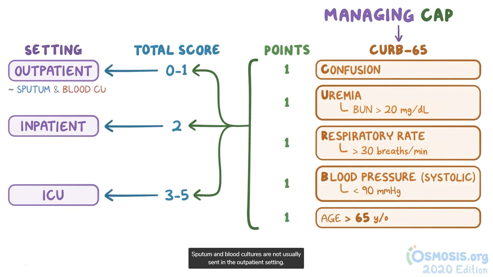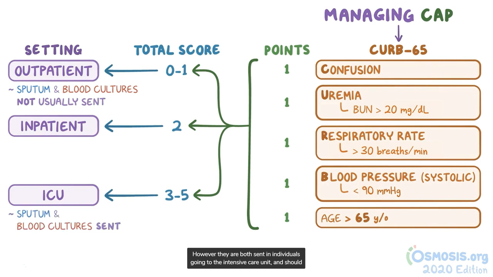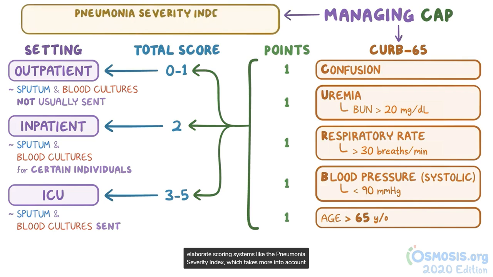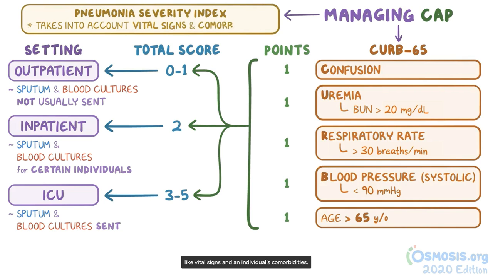Sputum and blood cultures are not usually sent in the outpatient setting. However, they're both sent in individuals going to the intensive care unit, and should be sent for certain individuals in the inpatient setting, like those with cavitary infiltrates and those with alcohol intoxication. CURB 65 is popular because it's fairly straightforward and easy to apply. But there are other more elaborate scoring systems like the Pneumonia Severity Index, which takes more into account like vital signs and an individual's comorbidities.